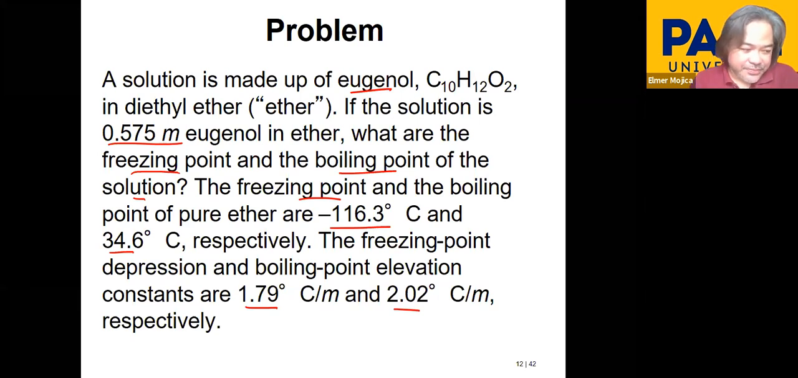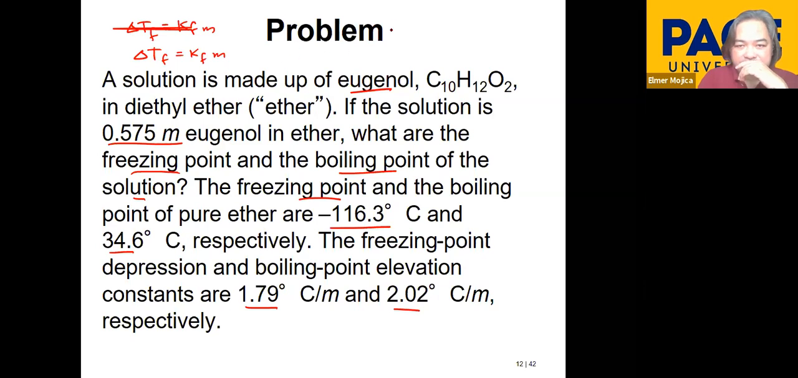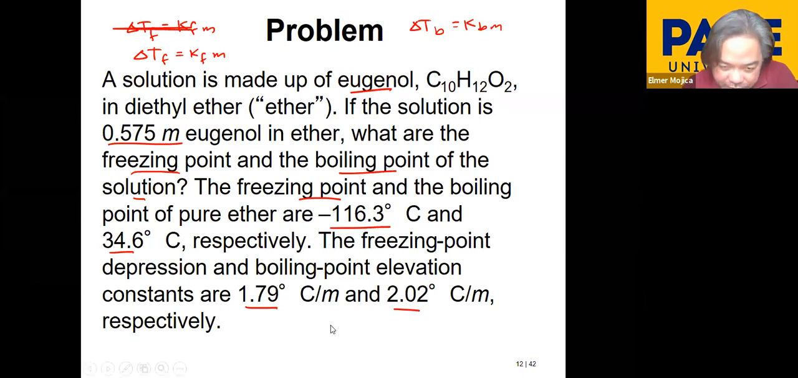So how are we going to solve this? We're going to use delta Tf equals Kf m and delta Tb equals Kb m. Okay? So what we're going to do, I'm going to put the whiteboard.